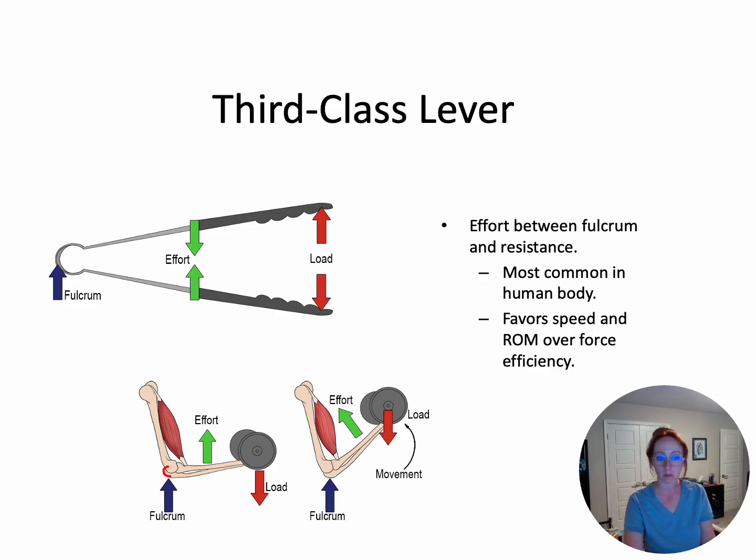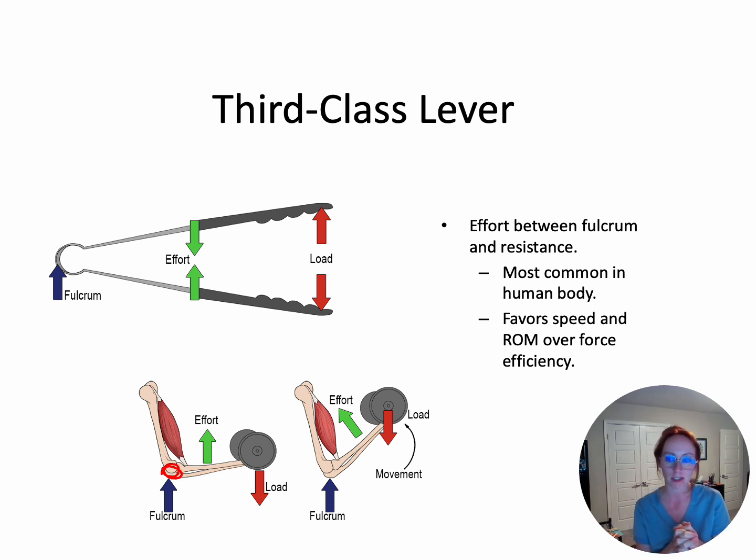Within the human body, this is seen within a bicep curl. So you have your fulcrum, your joint axis at the elbow, your effort from the biceps brachii attaching and then pulling up in the middle, in between that and the load, your dumbbell or whatever you're using to curl upward. So this third class lever is most common in the human body.